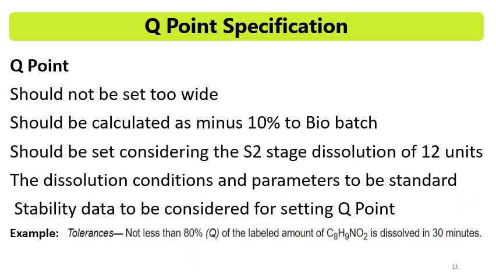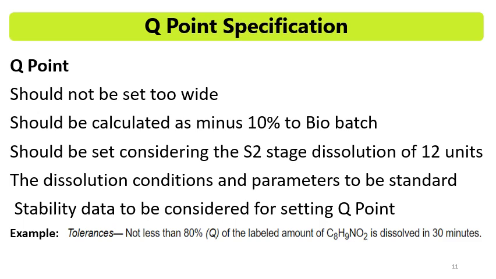So there are some basic concepts for setting the Q point. Q point should not be set too wide, because if you set the Q point too wide, then you will not get the discriminatory power, and you cannot demonstrate that the dissolution method is discriminatory. And Q point should be calculated as minus 10% to the bio batch. It should be set considering the S2 stage dissolution of 12 units. So Q point to be set as per S2 stage.